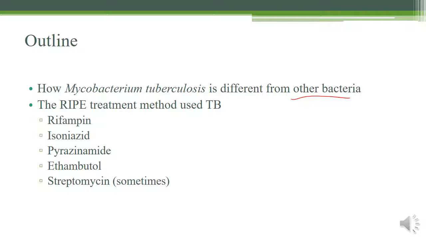We're going to talk about the RIPE treatment that we use for TB, which includes Rifampin, Isoniazid, Pyrazinamide, and Ethambutol. It's one of the few times where you have to know all the drugs that we use to treat this infection. And sometimes we may use Streptomycin if it's sensitive.